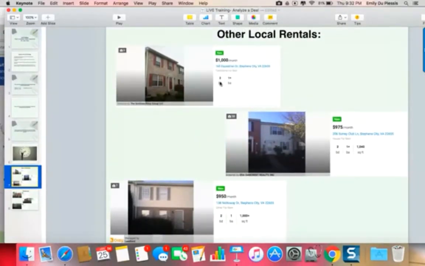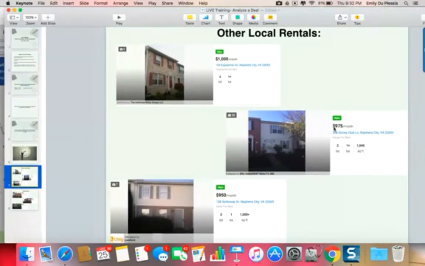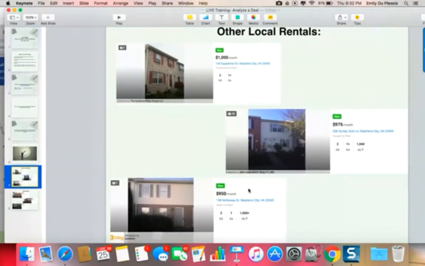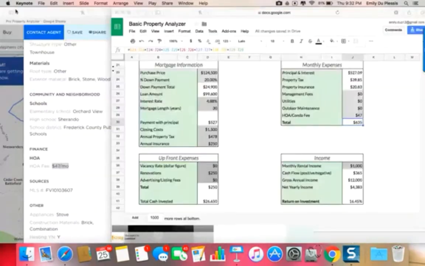So here we have a 2-bedroom, 1-bath. That's listed for $1,000 a month. I know that this street is right around the same street as this one. Here we have one at $975. Here we have one at $950, right? So we're looking at the range of $950 to $1,000 in terms of renting this property.